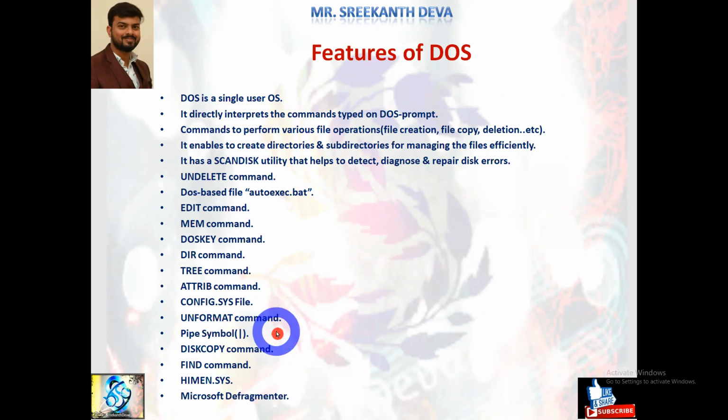Next, the unformat command. What is this command? DOS enables the user to retrieve data from a formatted disk by using the unformat command. Retrieve means getting data from a formatted disk by using which command? The unformat command. Okay. So in DOS we are using one symbol called the pipe symbol.